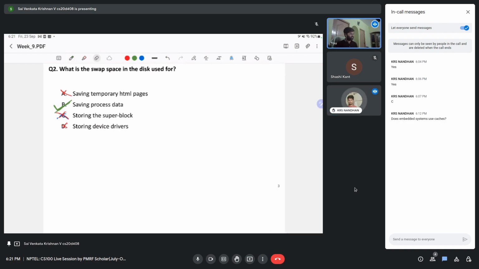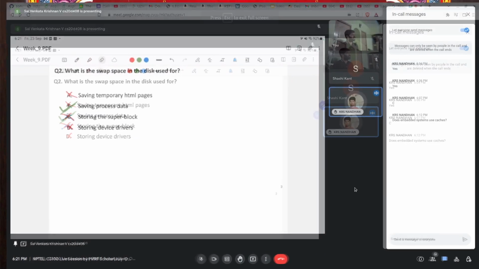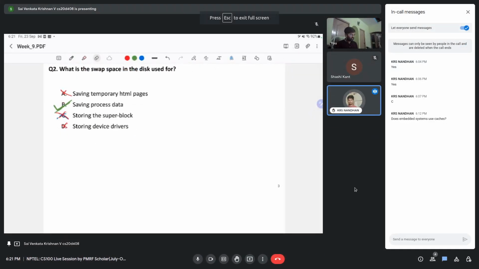Hello, can you hear me? Yeah, I can hear you. Yeah, I have a question with the memory. If we use the swap memory, does it incur any additional latencies? Like, if I have a 4 GB RAM and if I want to add 1 GB swap space, after adding, will I get any latencies accessing the swap space?